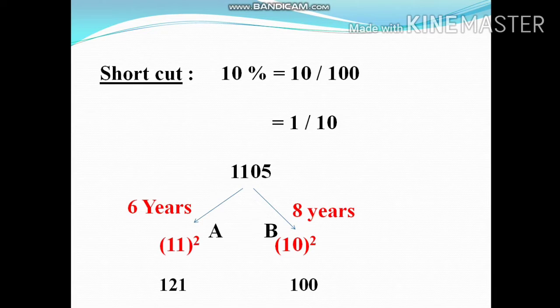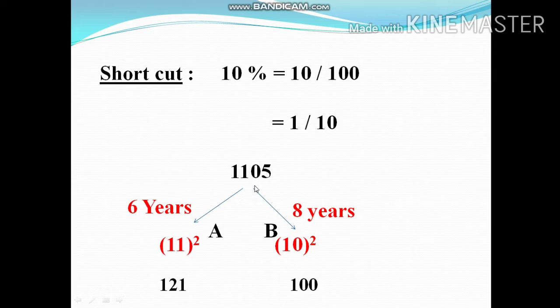This is the normal procedure. Let's see the shortcut. In the given problem, the rate of interest is 10%. So 10% is equal to 10 by 100, that equals 1 by 10. Here I am taking one principal as 10 and the other as 10 plus 1, that equals 11. So I am taking two principals, one as 10 and the other as 11.